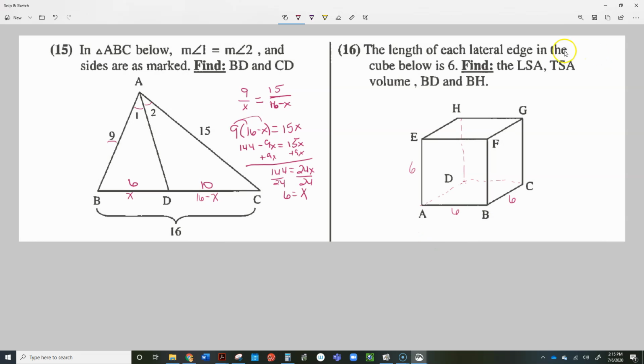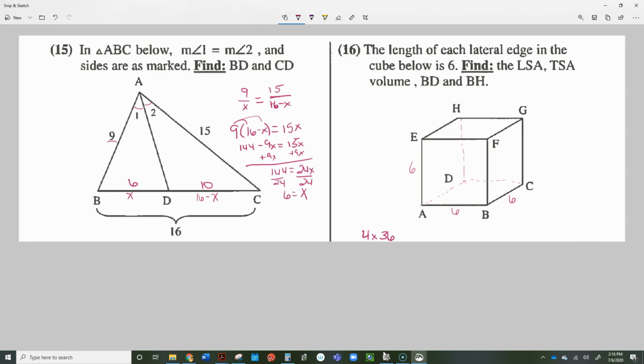Okay, so the length of the lateral edge in this cube is 6. Well, if it's a cube, then all measurements are 6. And they want me to find the lateral surface area, the total surface area, the volume, the length of BD, and the length of BH. All right, so let's see. The lateral surface area is the 1, 2, 3, 4 cubes, the 4 squares that each have an area of 36.